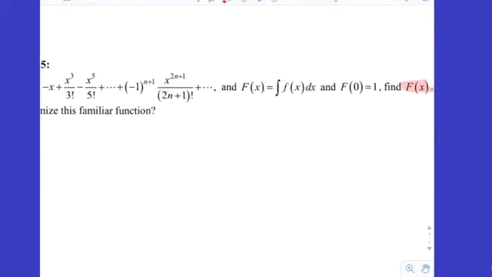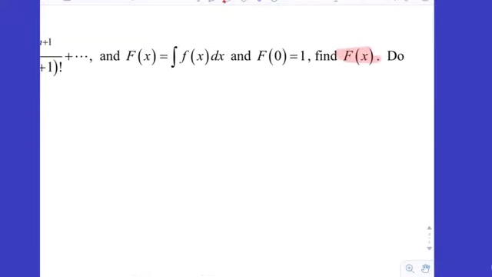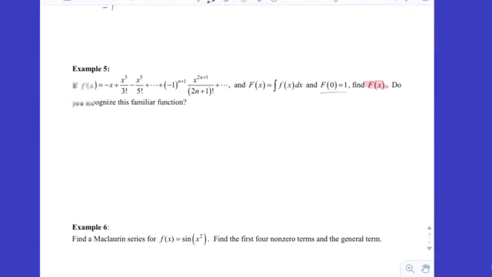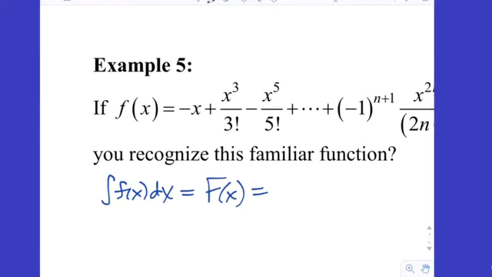It says, let big F be the antiderivative of this. So they're giving us an initial condition. Let's go ahead and find it by finding the antiderivative. So if I take the antiderivative of both sides, the antiderivative of f of x dx is going to equal what we're calling big F of x. And now let's just go ahead and write each term.